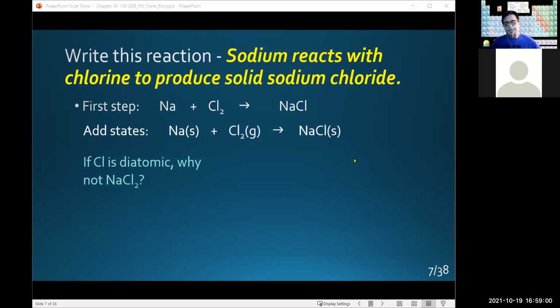We know that you were asking, if chlorine is diatomic, why don't we write it as NaCl2? Well, the whole thing is off, for example. Why? Because what does this formula right here mean? This implies that sodium must have a +2. Why? Because each chloride is a -1, right? And that implies that sodium is a +2, and it can't be. Why? Because again, sodium's in group 1. And so this formula is just totally out of whack.